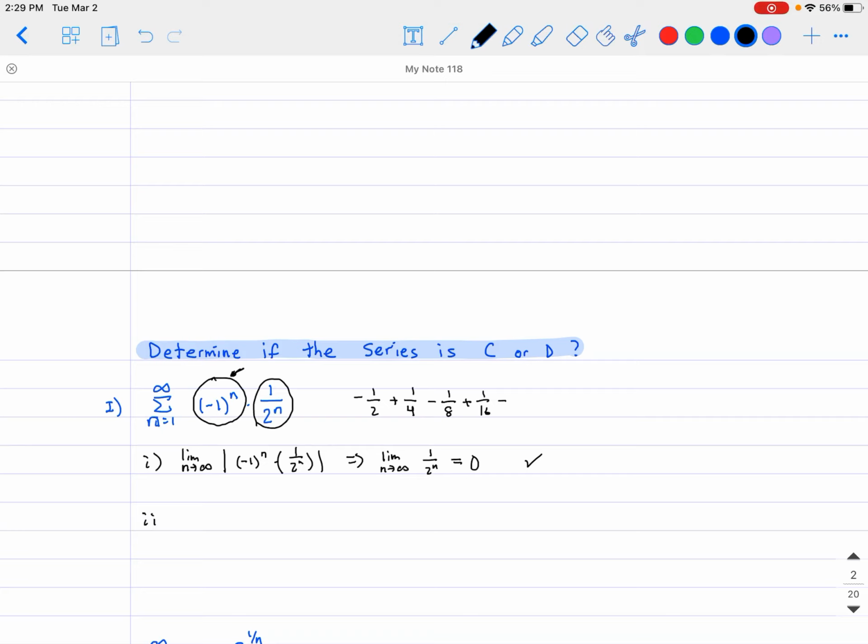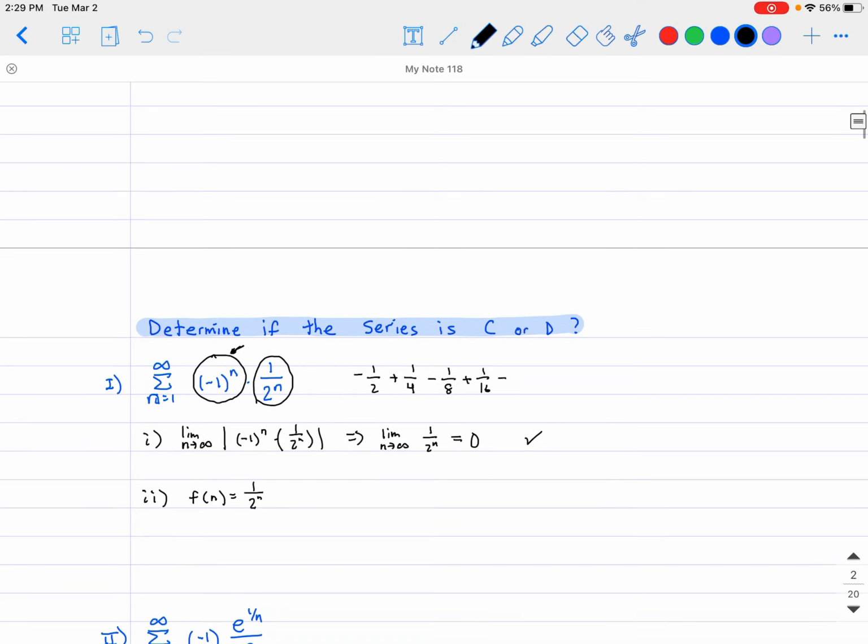Now part 2, I want to show that it's decreasing strictly. Well, then what I'm going to do is let f of n equal that part that's not alternating. That's this guy right here. If you recall, in order to show that something is decreasing consistently, the best way is to take its derivative and make sure that for all values of n that we're using, it is negative. So f prime of n has to be strictly negative.